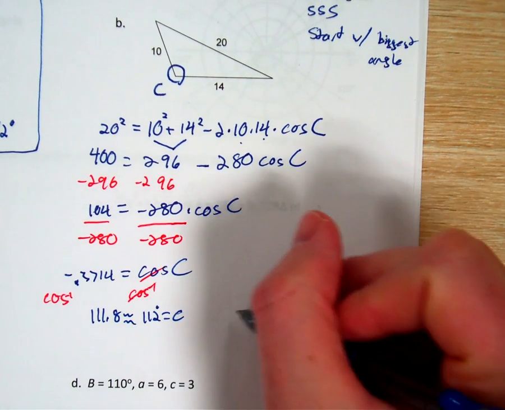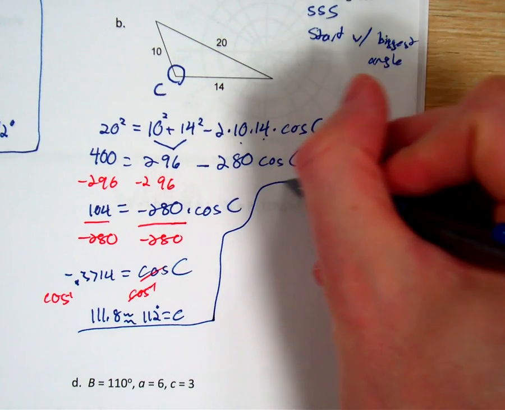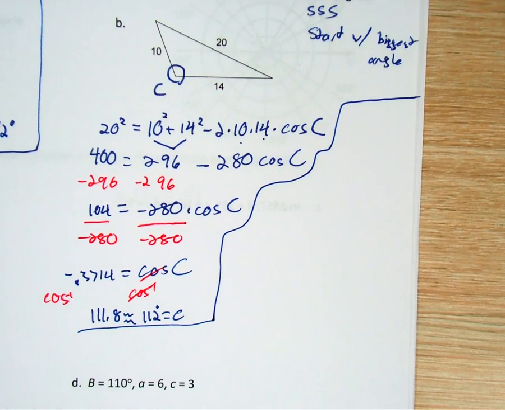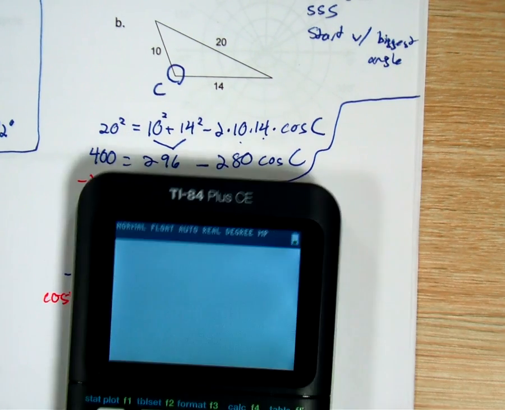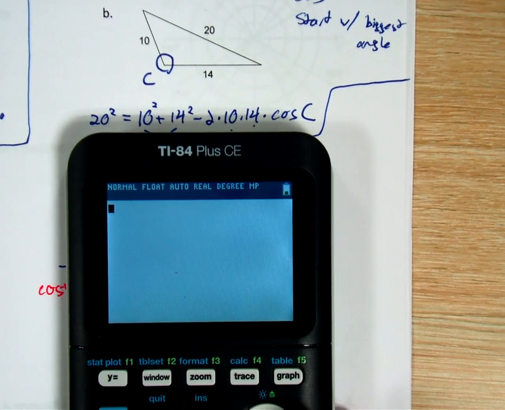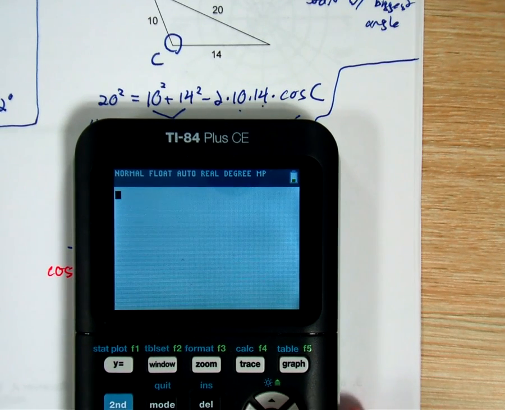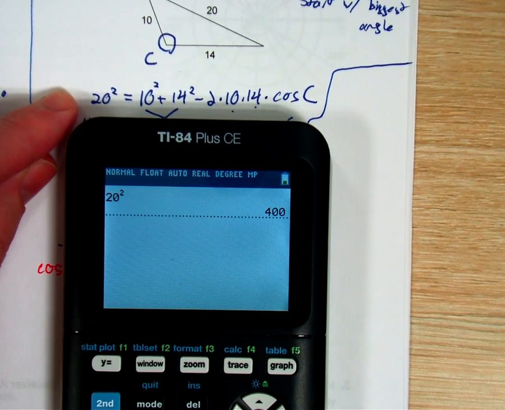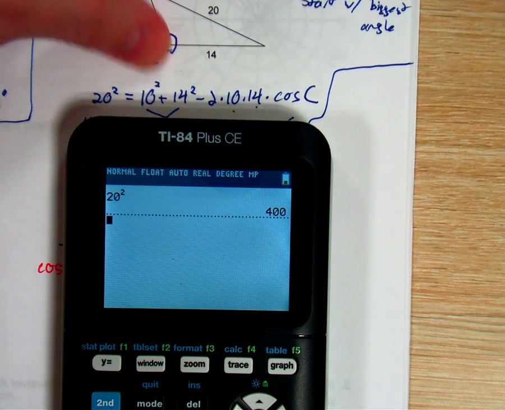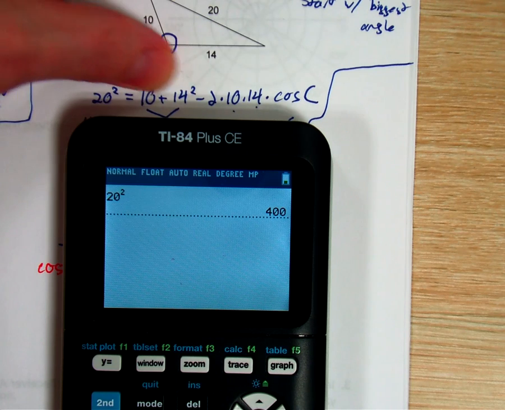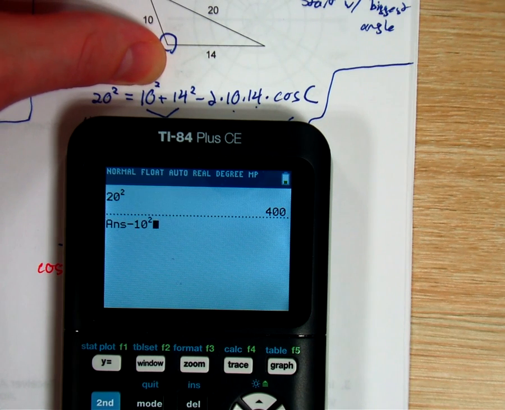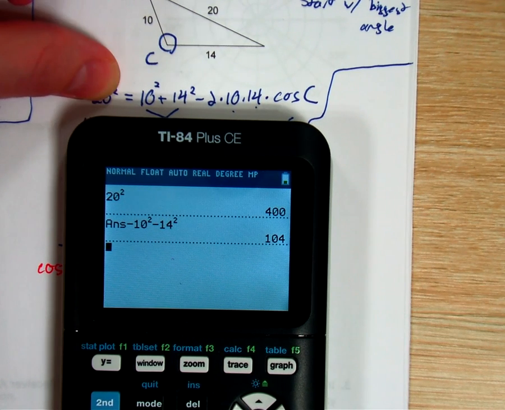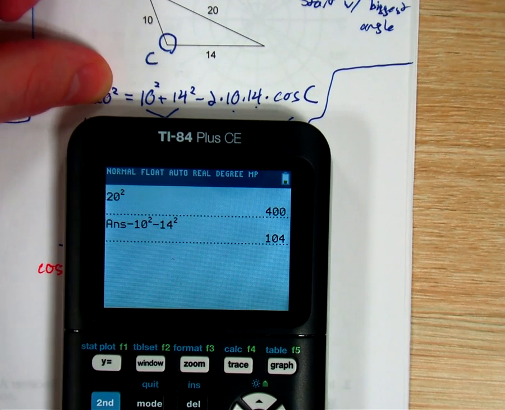Okay, how would I personally do this? And if this makes sense to you, you can go ahead. So I would write down that first bit right there. Okay? And I'm going to do 20 squared on the calculator. 20 squared, enter. Okay? The next two pieces, 10 squared and 14 squared, are addition. So how do you undo addition with subtraction? Minus 10 squared minus 14 squared. Enter. 104. That should look familiar. That's what we had. Okay, now I'm up to here.